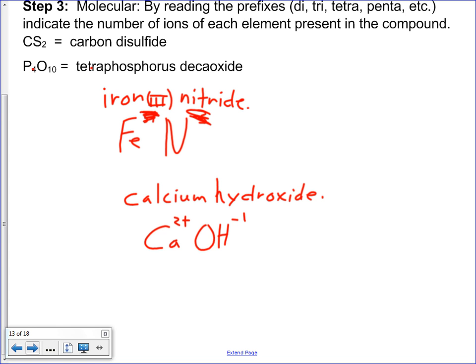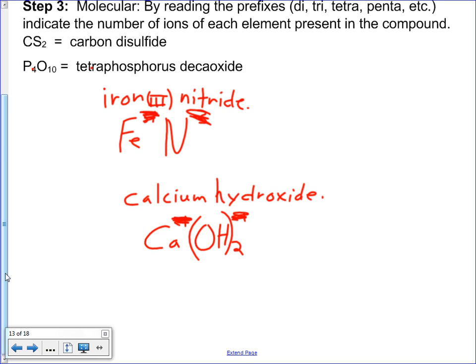The only trick to swapping and dropping when you have a polyatomic ion is what you do with the number that goes on the polyatomic ion. If I write the compound like this, how many oxygens are there? 1. How many hydrogens are there? 2. Is that the way it should be? No. It should be like this. I need 2 hydroxides. Now it says that there's 2 oxygens and 2 hydrogens. Anytime you have to put another number beside a polyatomic ion, you use brackets.